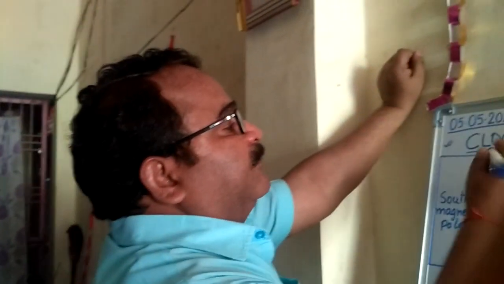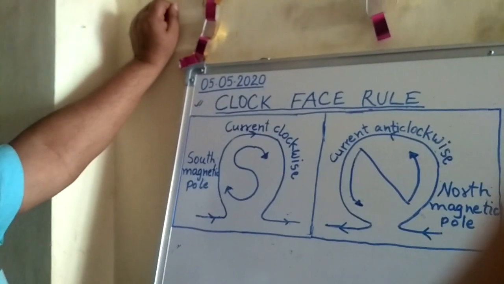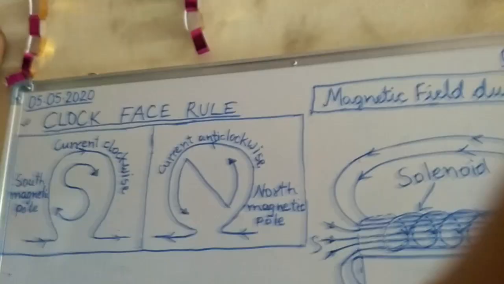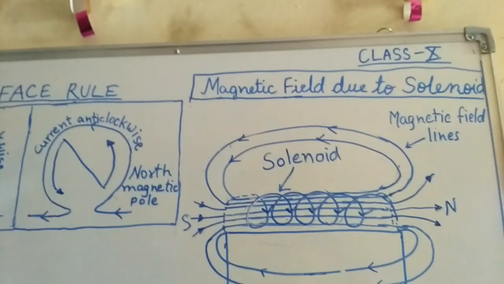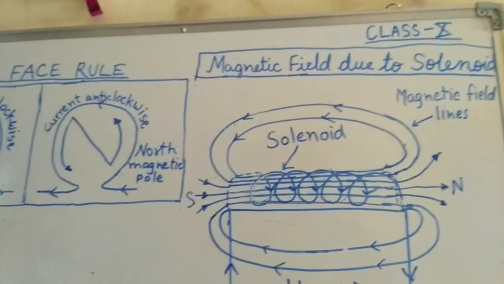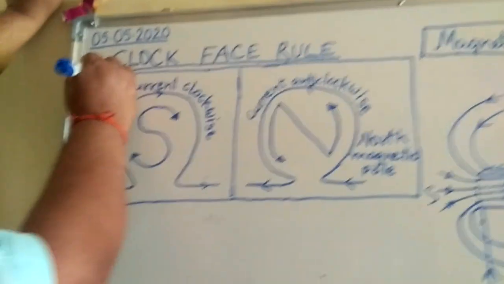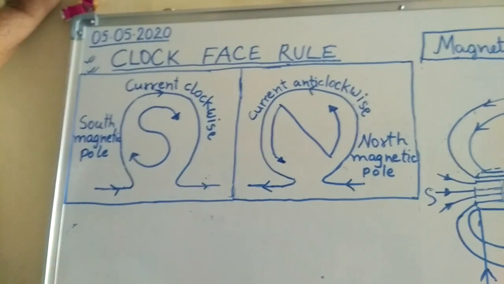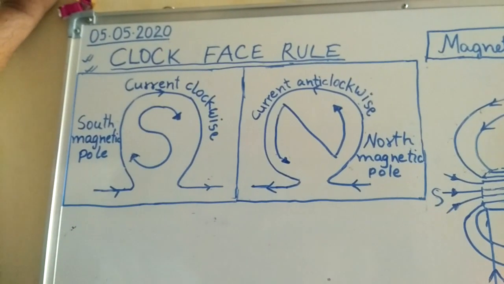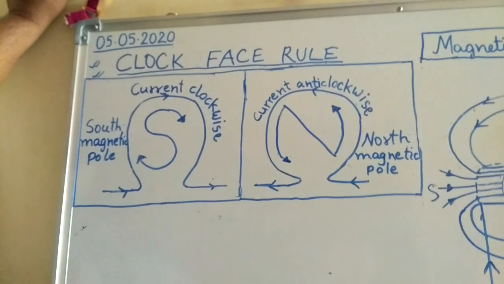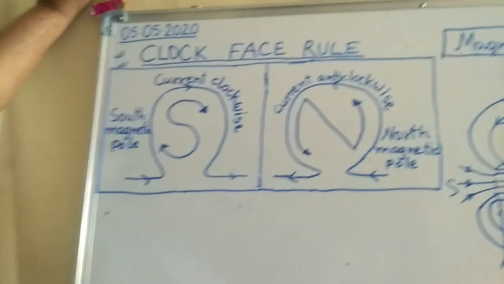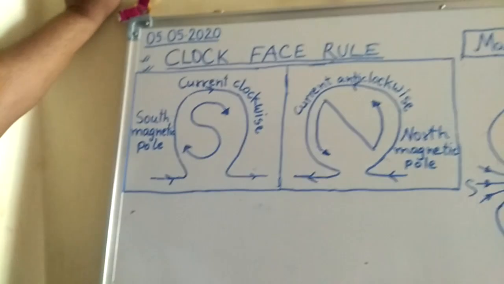Good morning, students. Today we will discuss the clock face rule and the solenoid, and how the magnetic field behaves. First, we come to the rule that is called the clock face rule. It tells the polarity of the circular loop in which the current flows.